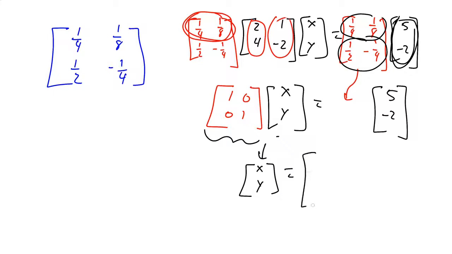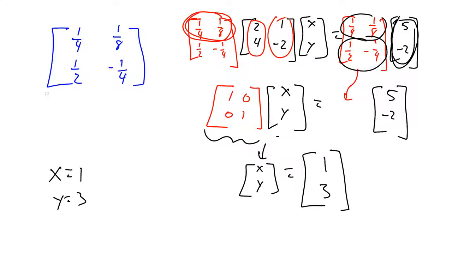So if we do it, we say, what's 1/4 times 5? That's 5/4. Minus 1/8 times 2, that's minus 1/4. So 5/4 minus 1/4 gives us 1. And then if we take 1/2 times 5, that's 5/2, minus 2 over 1/4. You work that out, you end up getting 3. And so we have now solved this system of simultaneous equations, x equals 1, y equals 3.